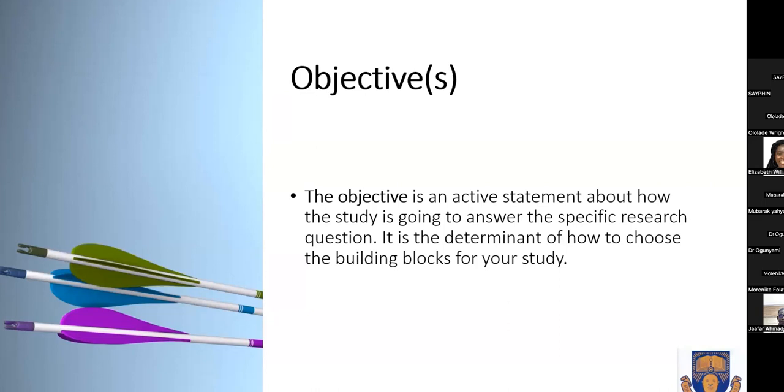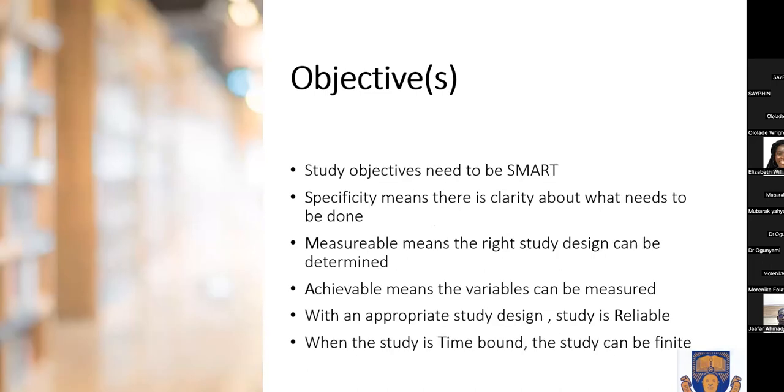I recall Professor Olupide was sharing this last week, that from your background, to your methods, to your results, your conclusion, everything must be linked. You must be able to see a thread. And the thread starts from the objective. So your objective has to be clear. It's an active statement of how the study is going to answer the specific research question. And it determines how you choose your building blocks. We'll see how those things matter as we go on.